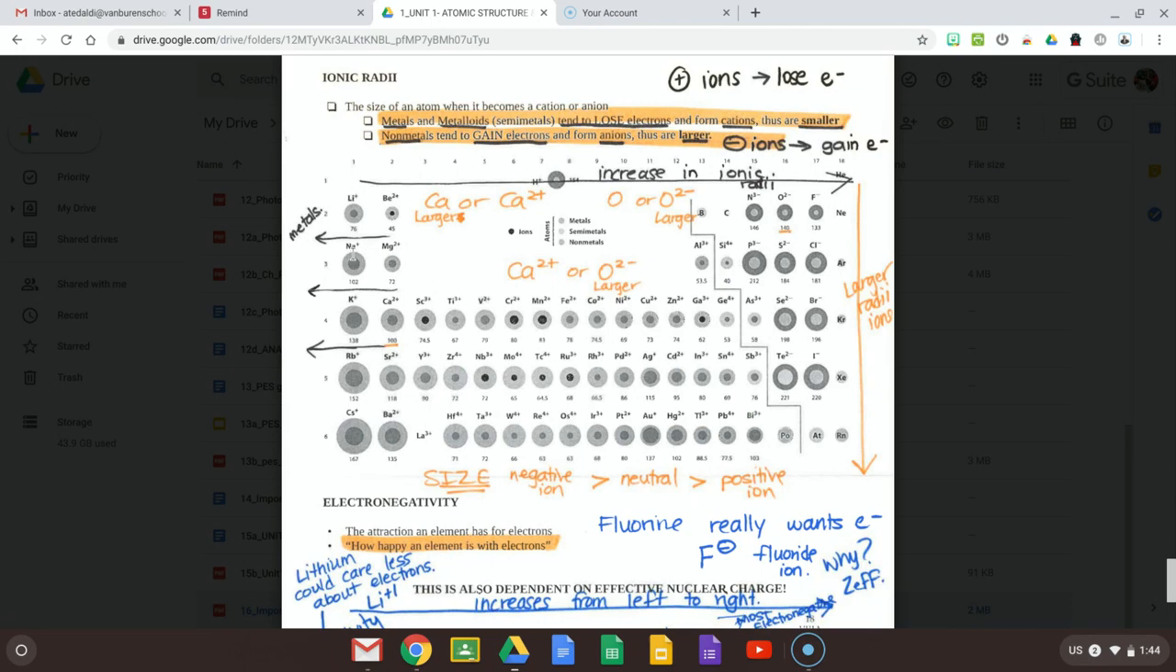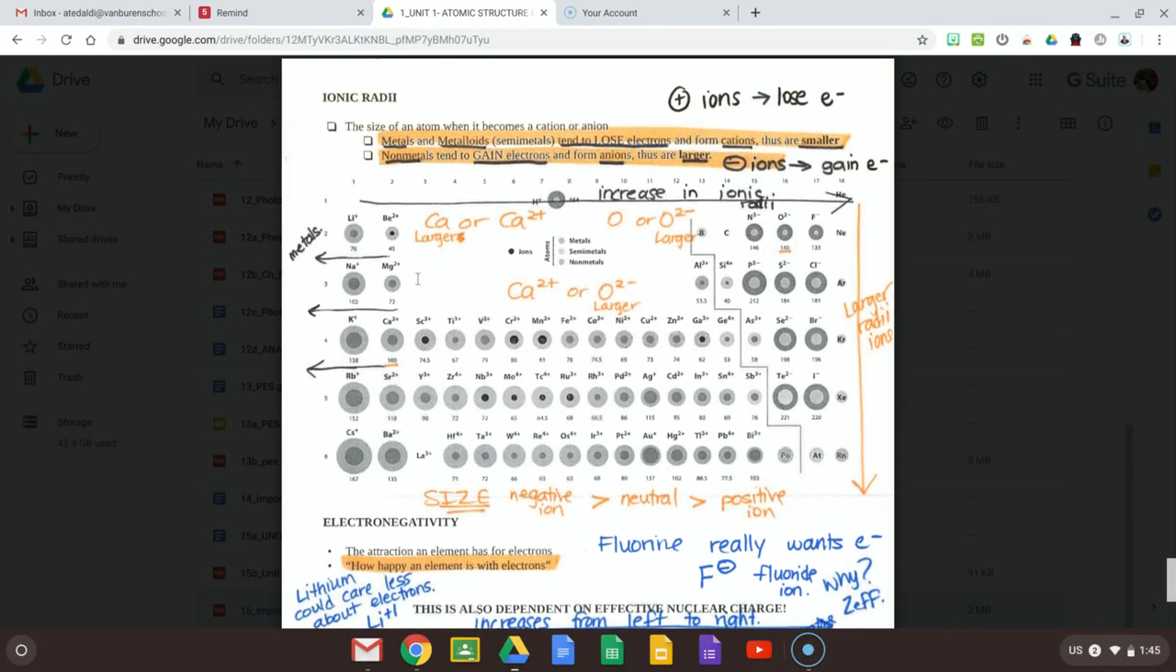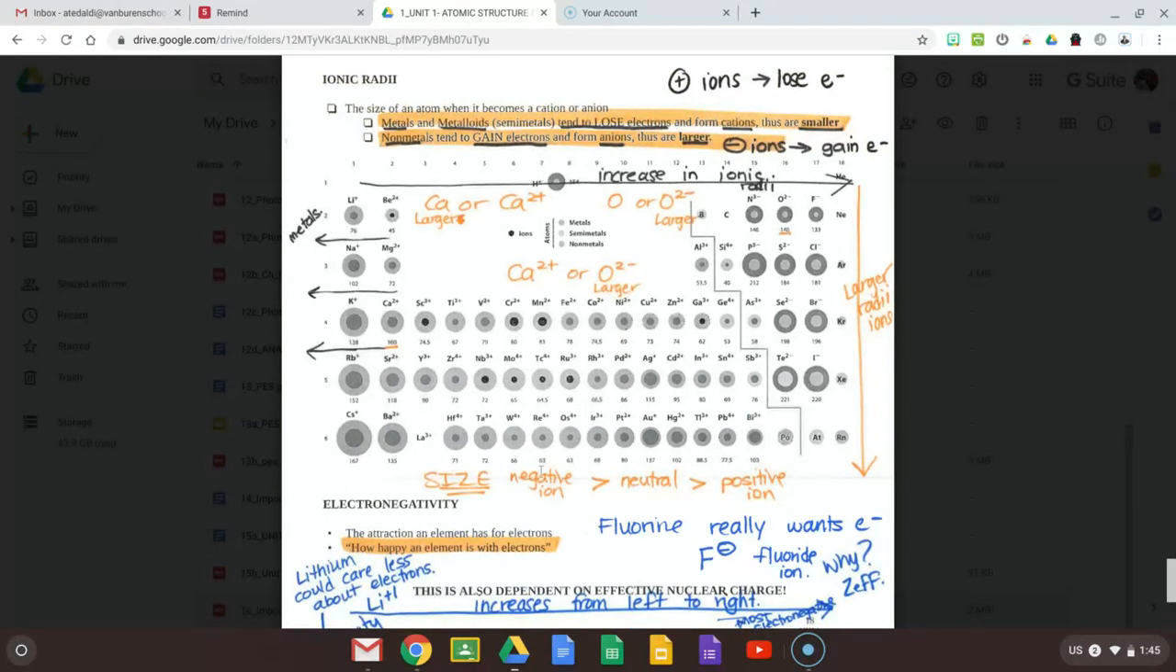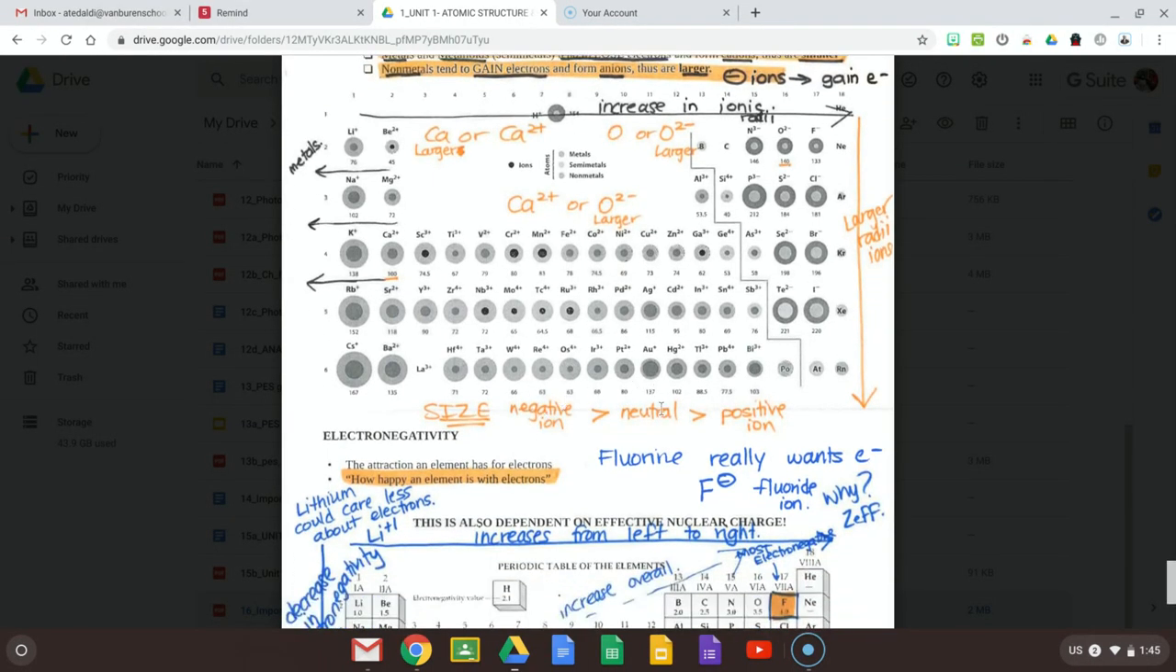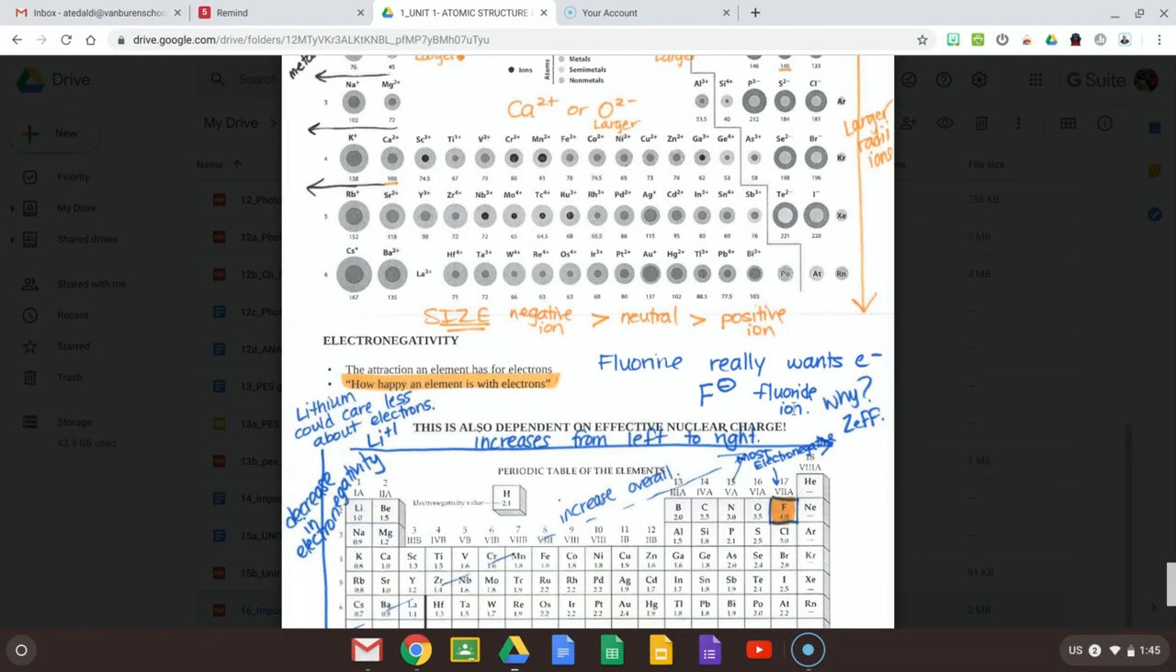It'll say something like, oh, sodium plus 1 has 10 electrons, but it's found to be larger than magnesium 2 plus, which also has 10 electrons. Why? So they have to give you information on the AP exam in order for you to explain why. So in general, remember that negative ions are going to be larger than neutral atoms, which are going to be larger than the positive ion of an element.